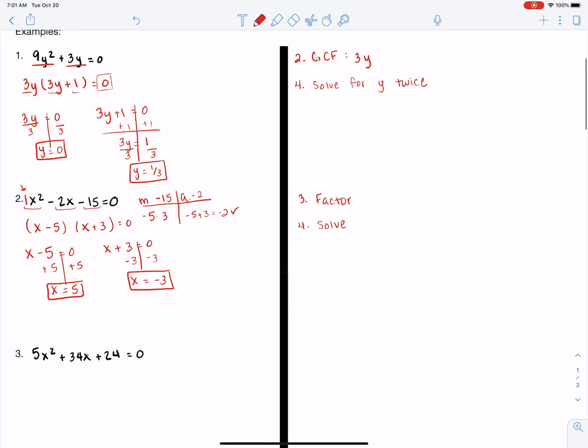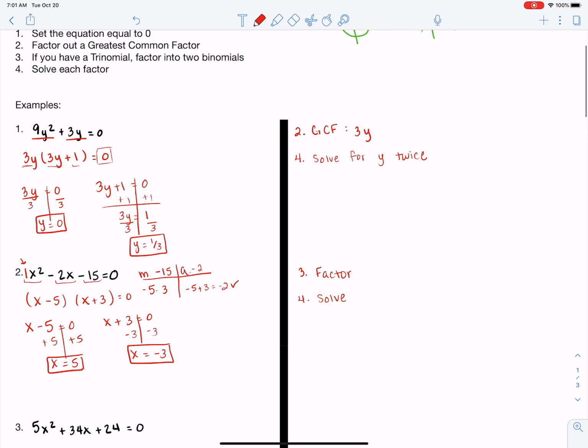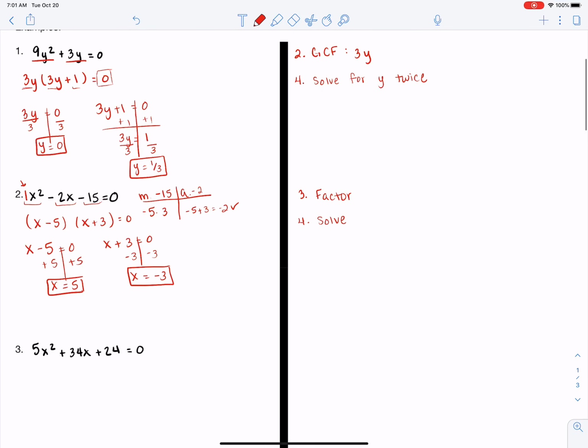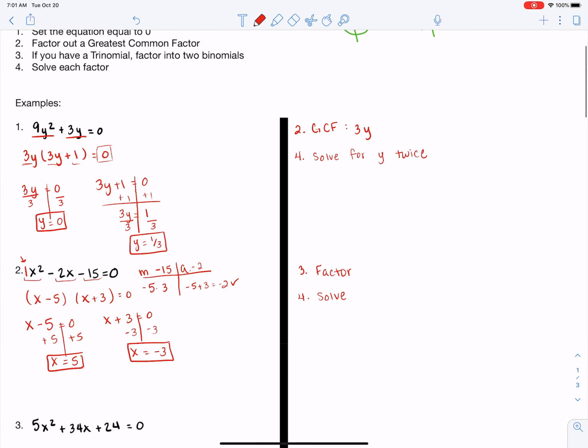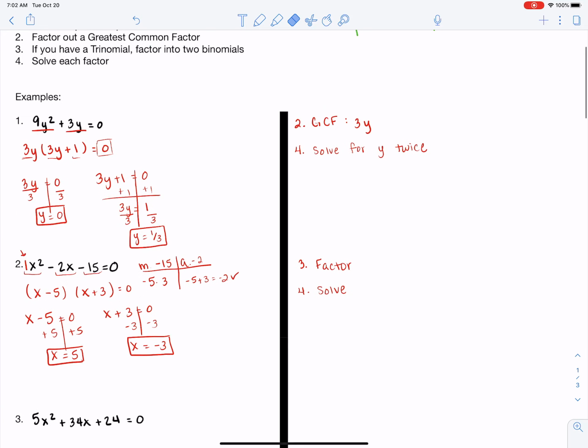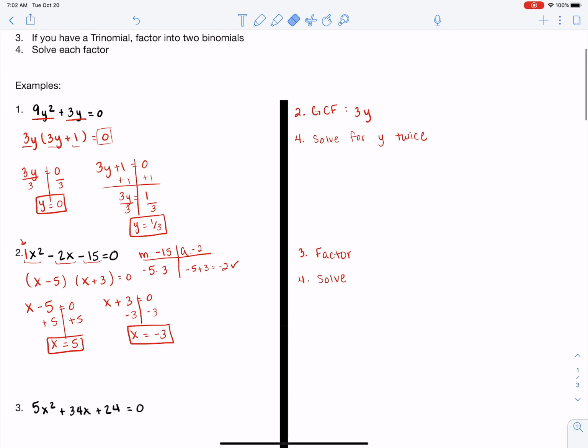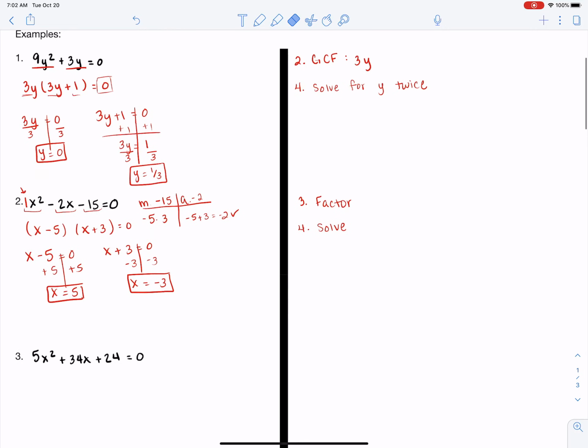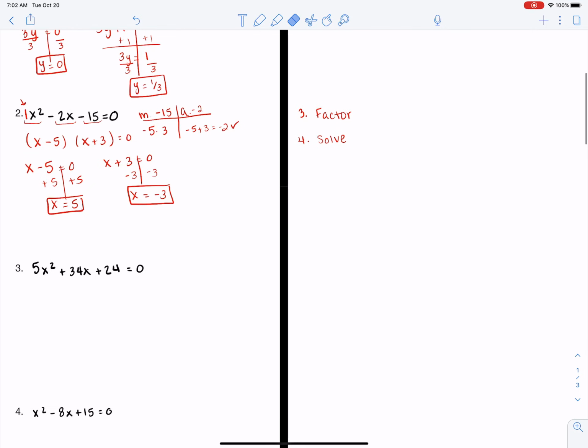Example 3. Step 1 says factor out, or set the equation equal to 0. Done. Step 2, factor out the greatest common factor. I have 5, 34, and 24. There are no numbers except for positive 1 that go into 5, 34, and 24, so I can skip that step. Step 3, if you have a trinomial, and yes, I have a trinomial, factor into two binomials. So we're going to go to step 3, we're going to factor.